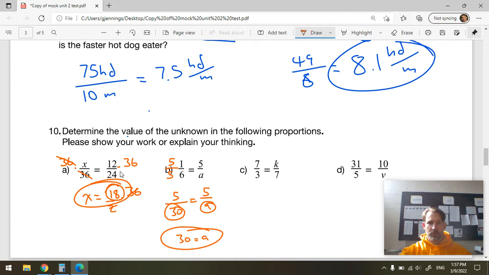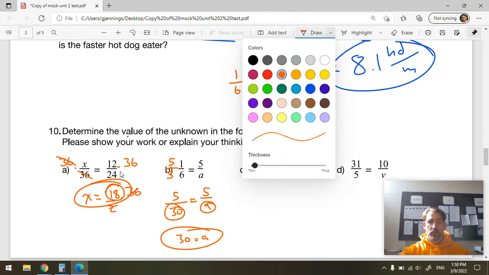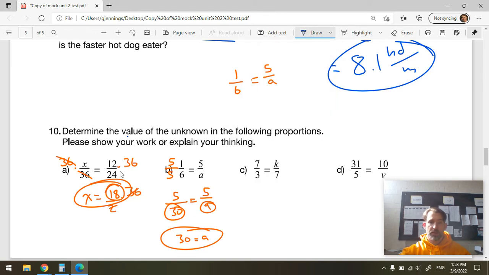Now there's another way to do this one, and it looks like this. I'm going to copy it up here: 1 over 6 equals 5 over a. First thing that I'm going to do is I'm annoyed that my unknown is on the bottom. It's a little harder to solve when it's on the bottom. So what I'm going to do is multiply both sides by a, my unknown number. I'm allowed to do that. I don't know it yet, but it's a.